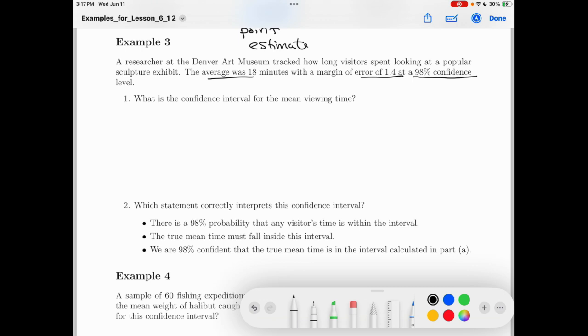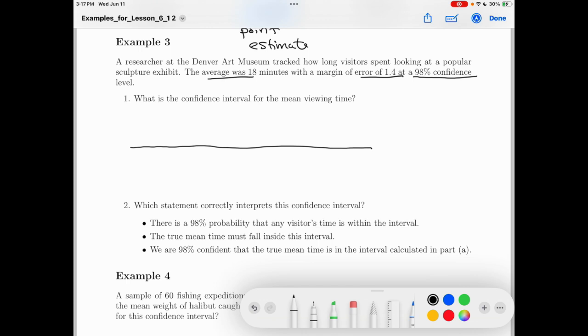The larger that confidence level is, the wider the interval. So this is going to be a pretty wide interval compared to if it was an 80% confidence level or a 90% confidence level. So let's look at our number line.